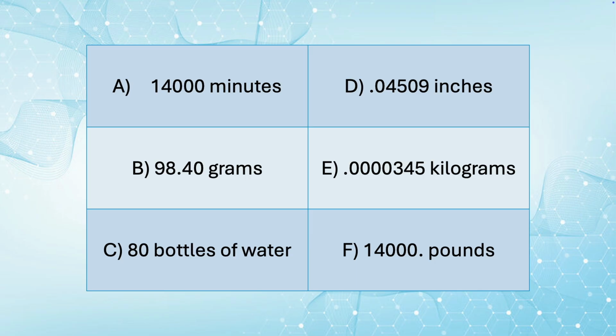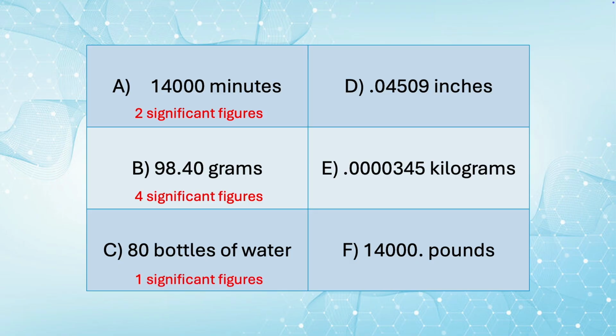Problem A, 14,000 minutes, has 2 significant figures, since trailing zeros without a decimal point are non-significant. Problem B, 98.40 grams, has 4 significant figures, since we count trailing zeros with a decimal point. Problem C, 80 bottles of water, has 1 significant figure, since trailing zeros don't count without a decimal point. Problem D, 0.04509 inches, has 4 significant figures, since leading zeros don't count, but all the digits afterwards do.